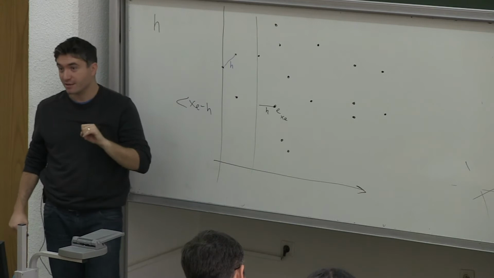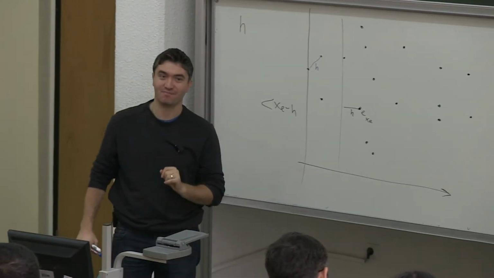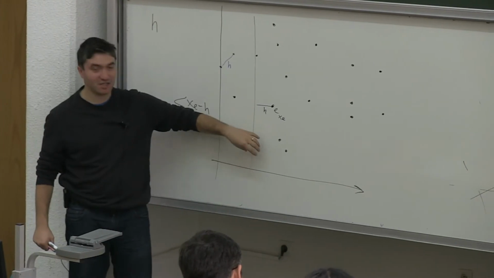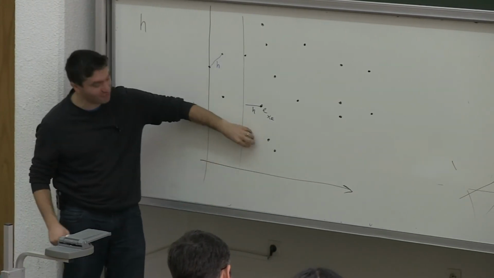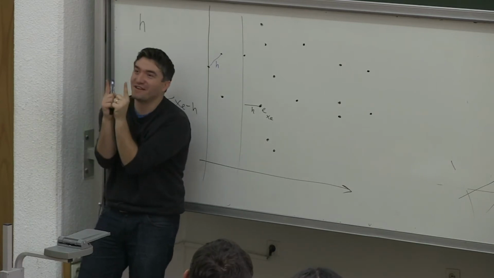But again, can this solution guarantee log n complexity? No. Why is that? Because imagine all the points are within this vertical window. I mean, you have all your points in this very small window.